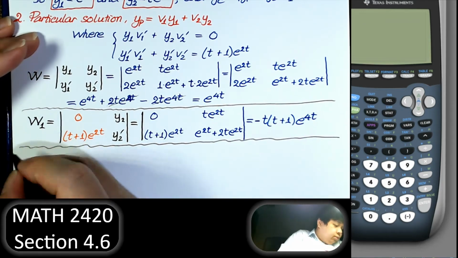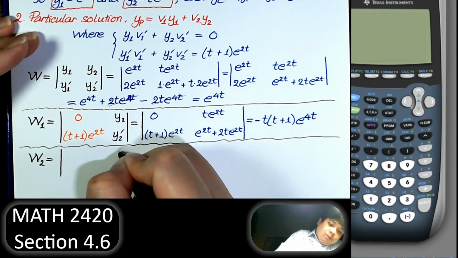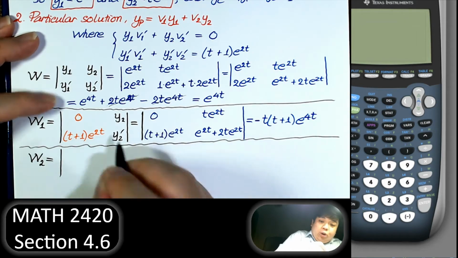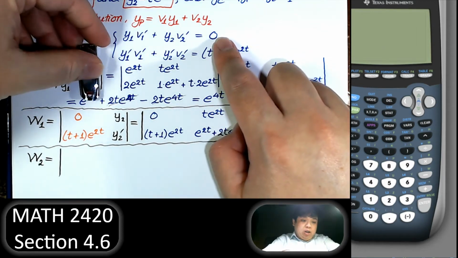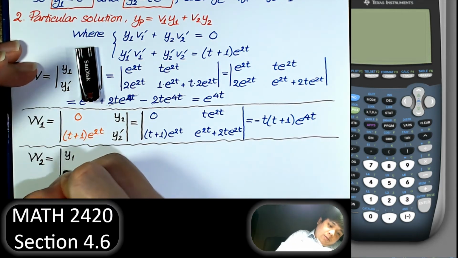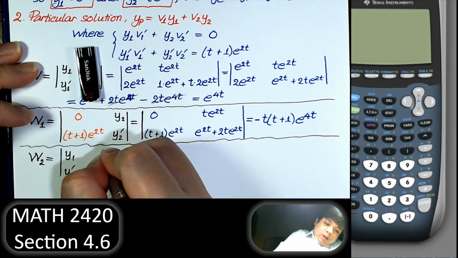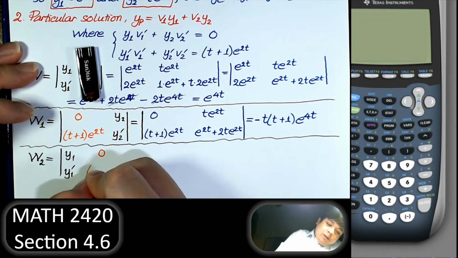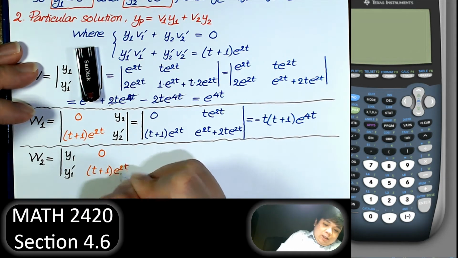W2. For W2, I will replace the last column with y2, y2 prime. It will be equal to 0, t plus 1, e to the 2t.